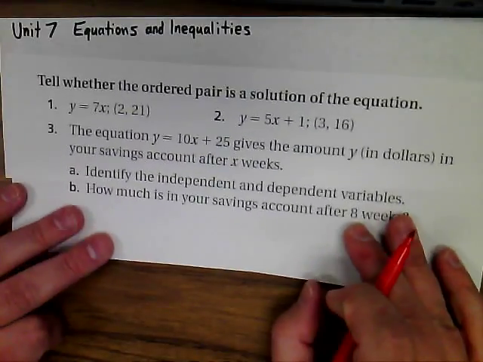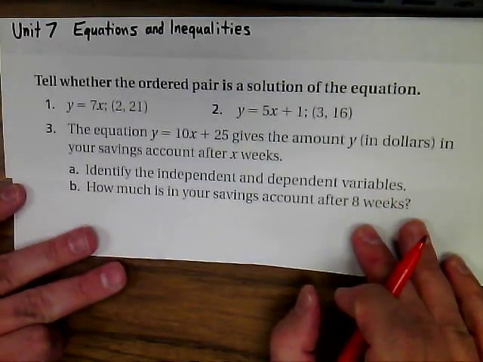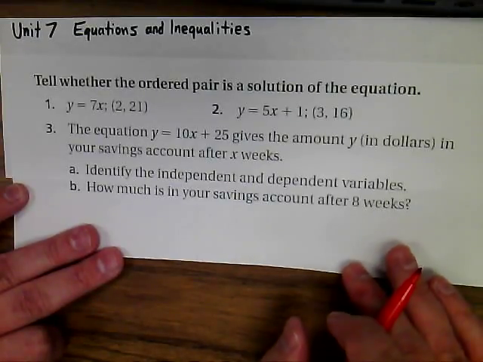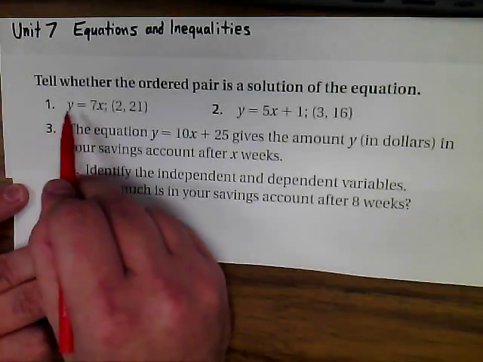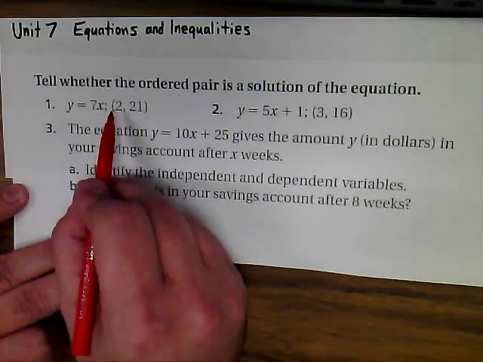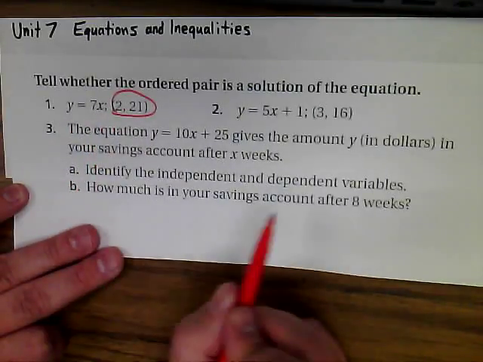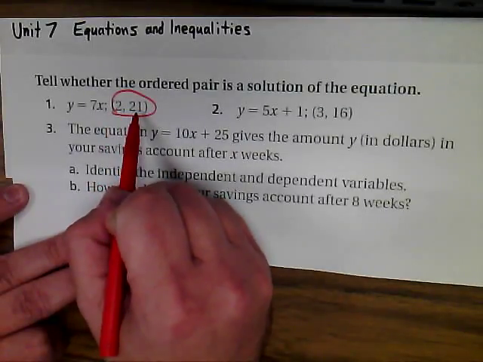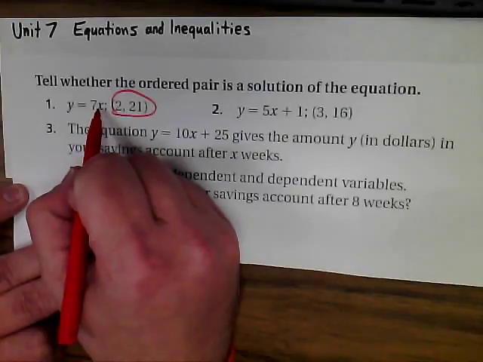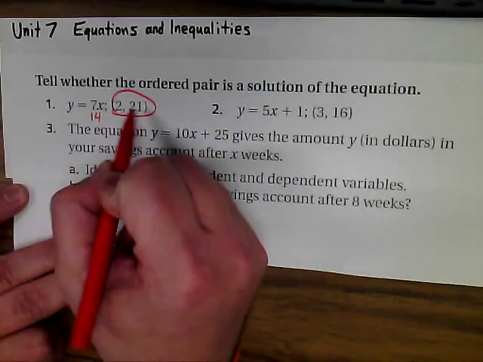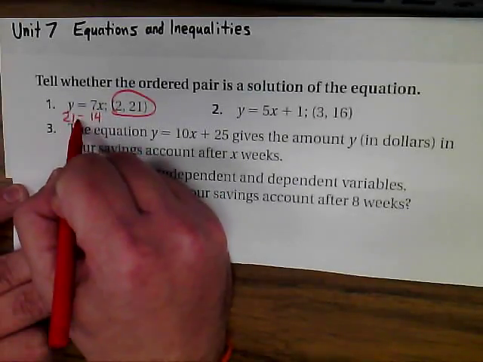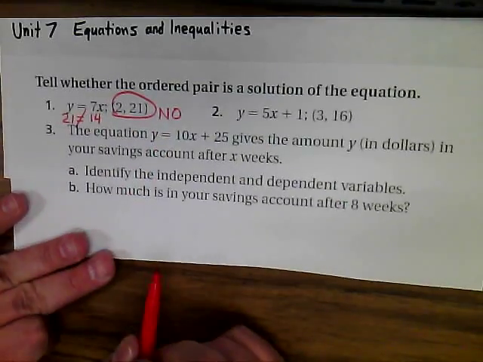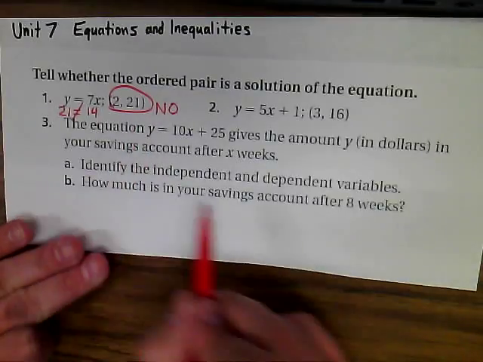Now, another thing we'll end up doing is they'll give you an ordered pair when you have equations in two variables, and they want to verify that they're indeed true statements. So in this case, y equals 7x is our function, and we want to check and see if this ordered pair is a solution. Remember, an ordered pair always comes in order. So that 2 is your x value, and the 21 is your y value. So 2 times 7 is 14, and y is supposed to be 21. These are not equal. So this is not a solution to the equation. 2 comma 21 does not work.